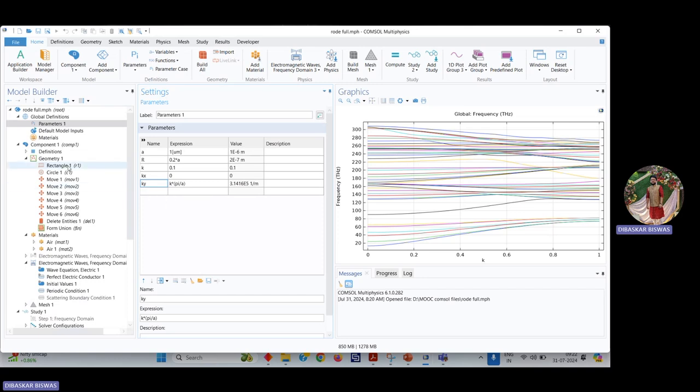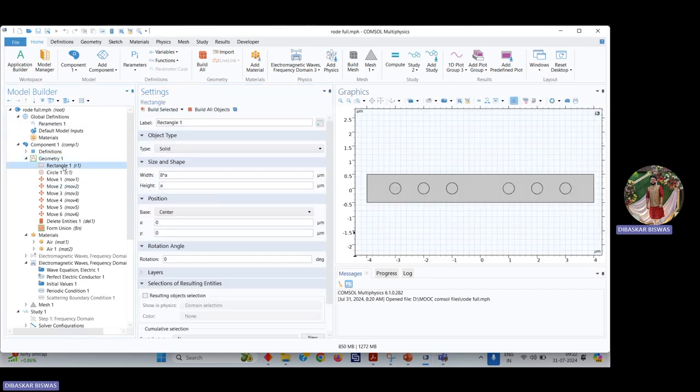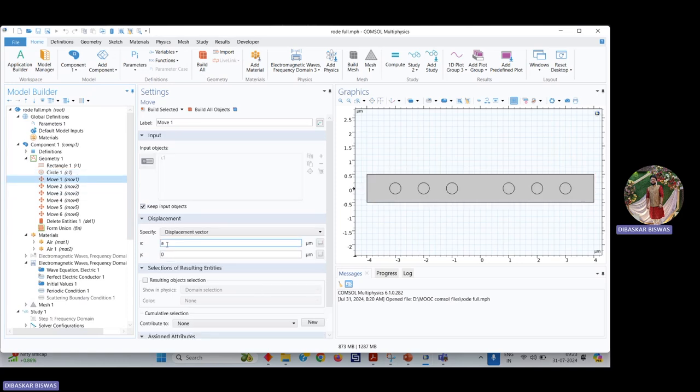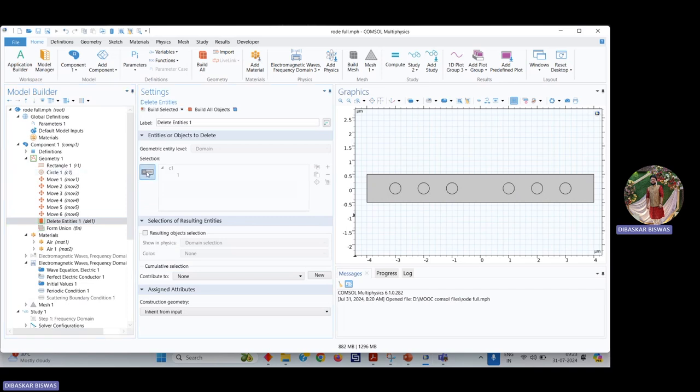Then you go to geometry and first make a rectangle, then make a circle, and then you copy or repeat these circles along this line. The distance between two circles is the lattice constant, the displacement A. Then you delete one circle from here. This is the circle I am deleting to create the defect.